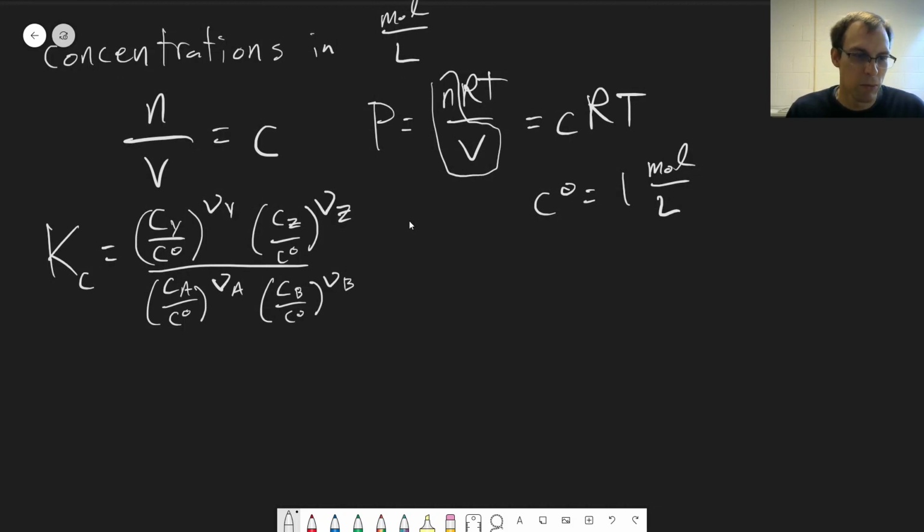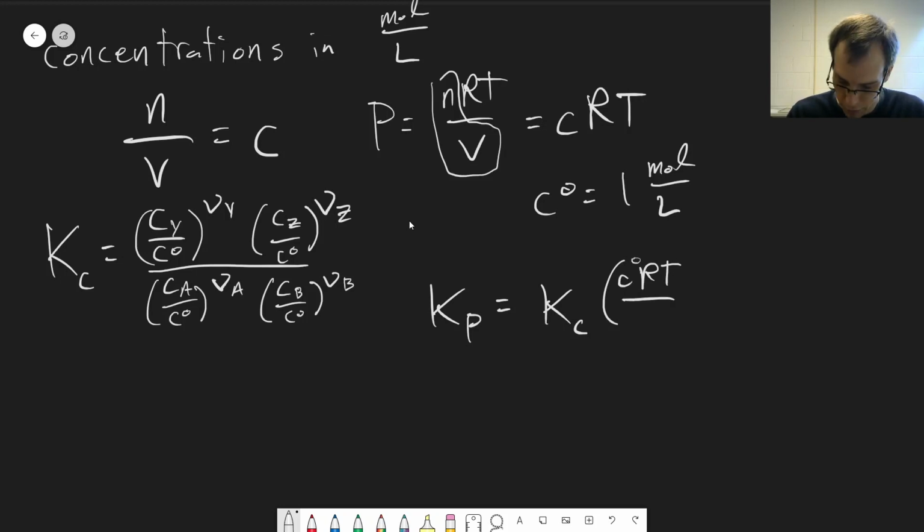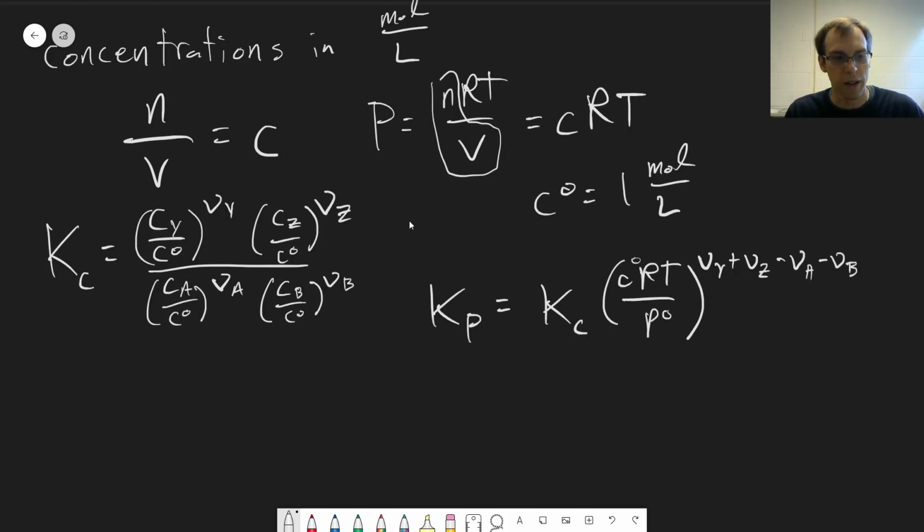And then what we would like to know, what's the relationship between Kp and Kc? Well, we can write Kp is going to be equal to Kc times, I should be specific here, C naught RT over P naught, raised to all their stoichiometric coefficients, like this. Okay, and that gives us a way to convert between the concentration version of the equilibrium constant and the pressure version of the equilibrium constant.